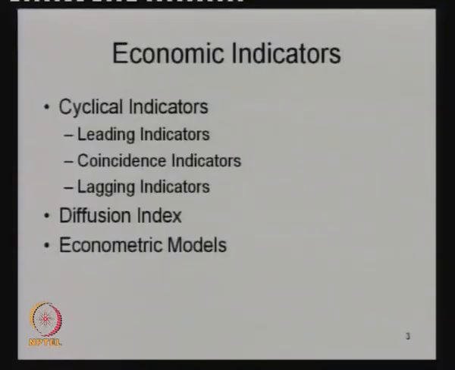Now, in the economic indicators, we had certain things like cyclical indicators. In cyclical indicators there will be certain trends, and there are leading indicators, coincidence indicators and lagging indicators. We will also talk about the diffusion index in this session, and the econometric models, where you can consider certain variables that can affect the performance of the economy or stock for that matter.